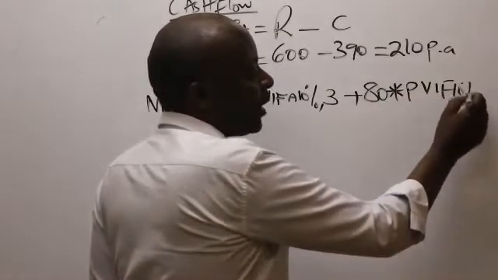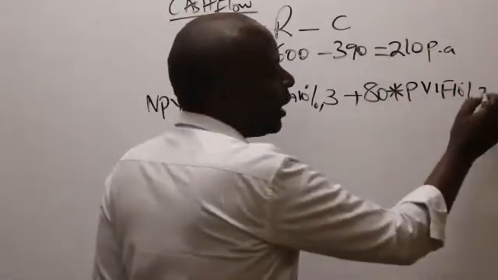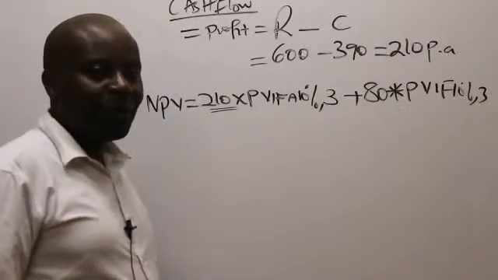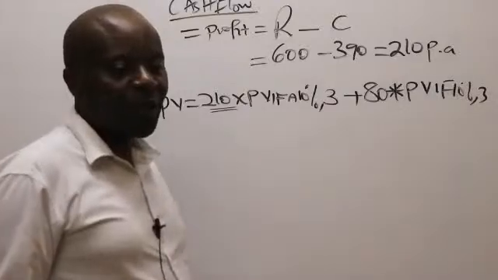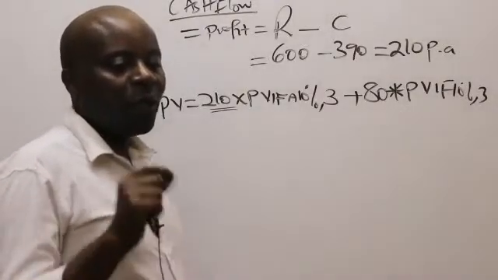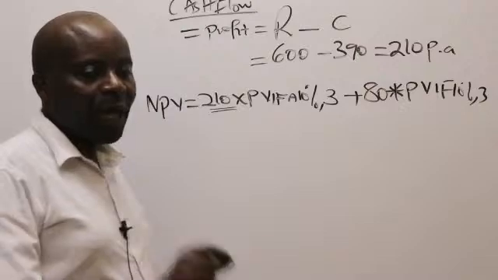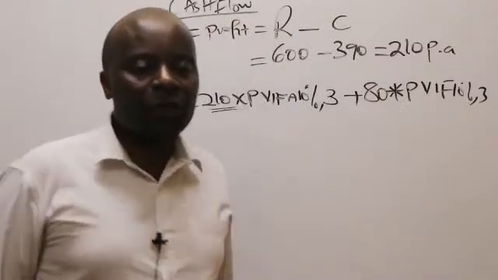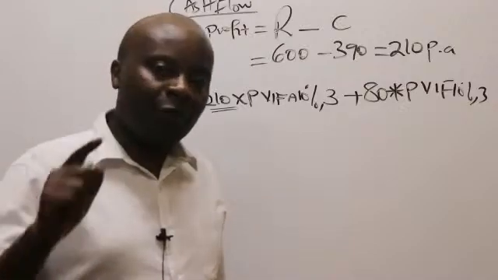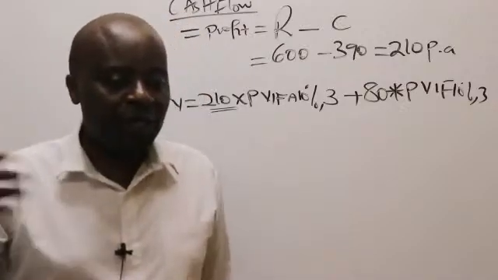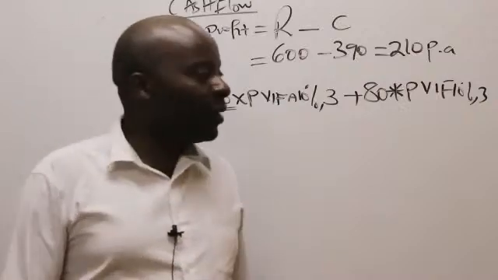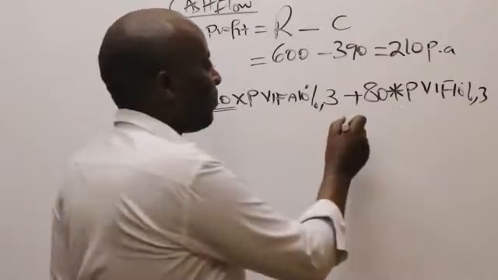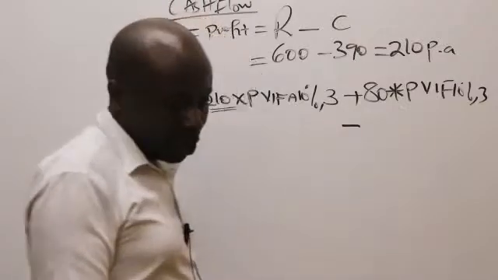Still at 10%, it will be coming to us at the end of the 3rd year. Remember, when the project comes to an end, we are going to sell the scrap for 80. So it's a cash inflow for us. So it will be 80 times PVF. Remember, it's not 80 in year 1, 80 in year 2, 80 in year 3, so you can't multiply this with PVFA. It's just PVF, 10%, 3 years. Minus the initial cost. Initial cost of how much?